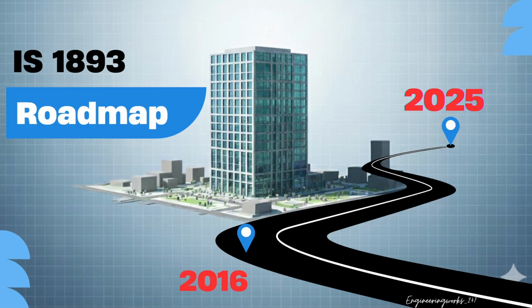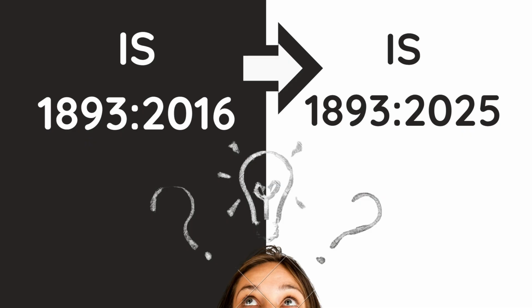Today we are going to discuss the IS code 1893-2025, which is related to seismic design. The first was IS 1893-2016, then it was revised to 2025. In this video we will learn about the key changes from IS 1893-2016 to 2025.